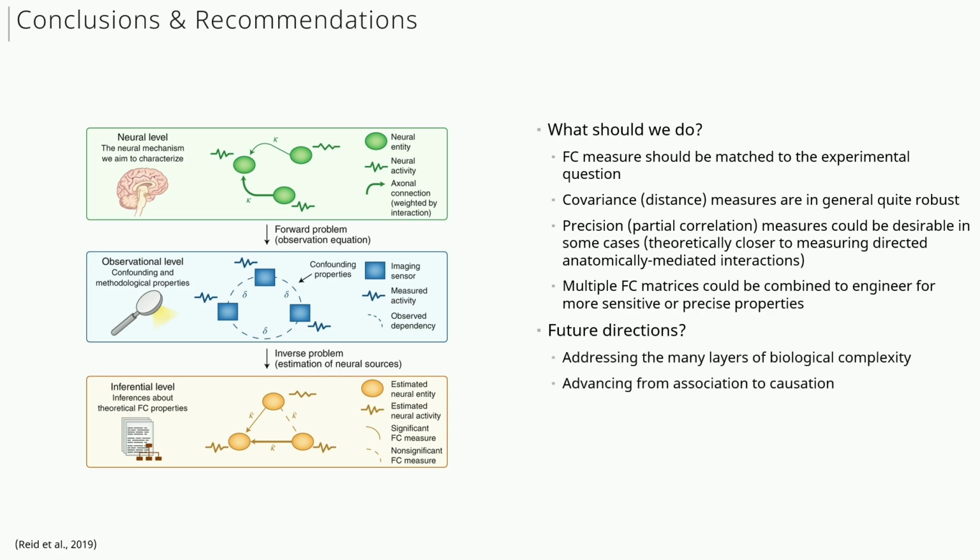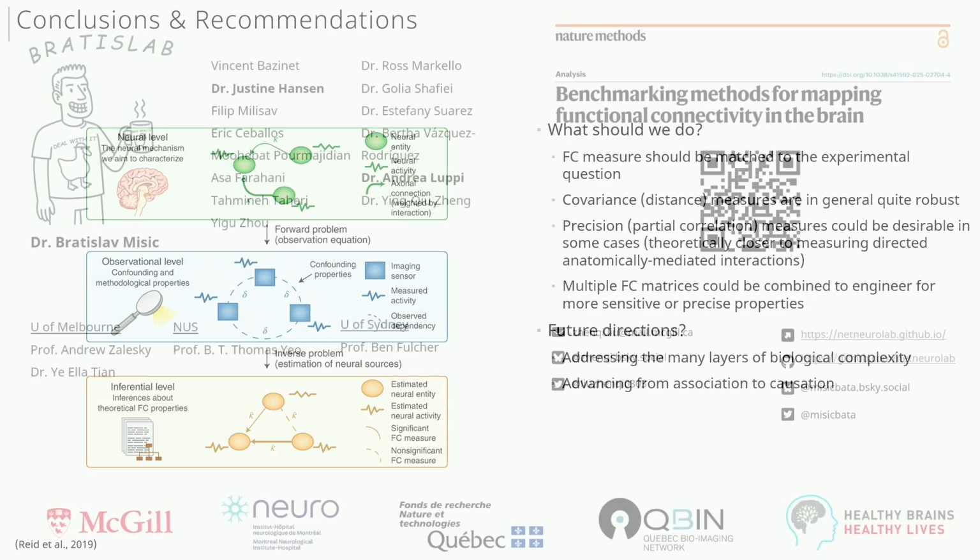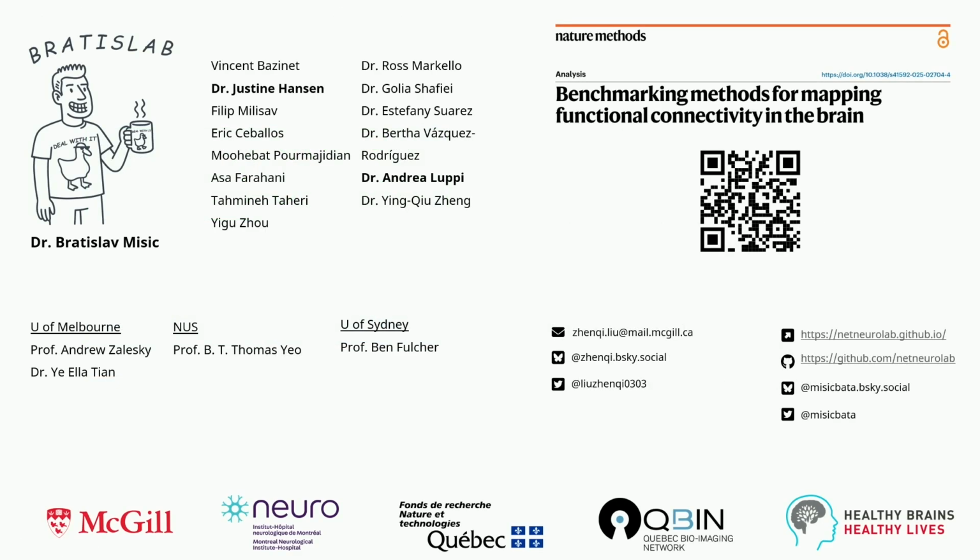And as for future directions, I think first, as you see, there exists a lot of biological complexity in measuring the FC, different modalities, FC methods. They may capture different aspects of it, and there's indeed a lot more to explore. And I really want to recommend this review paper about advancing FC from association to causation. The fact that we see partial correlation stand out in some cases is a great example and also highlighted in this paper.